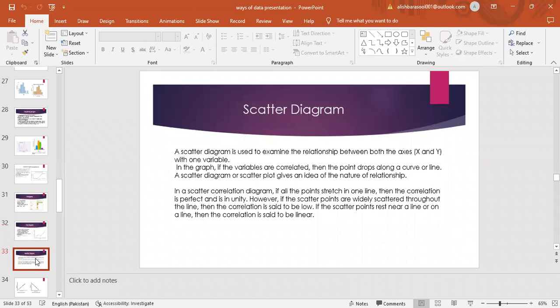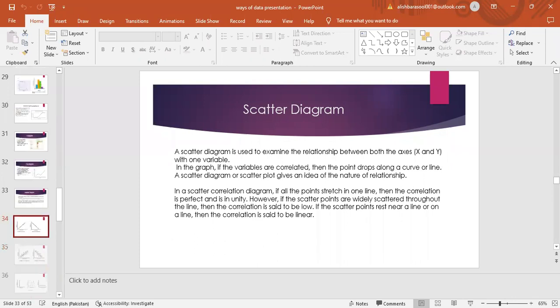Scatter diagram. A scatter diagram is used to examine the relationship between both the axes, x and y axis, with one variable. In the graph, if the variables are correlated, then the points drop along a curve or line. A scatter diagram or scatter plot gives an idea of the nature of the relationship. If all the points stretch in one line, then the correlation is perfect and is in unity. However, if the scatter plots are widely scattered throughout the line, then the correlation is said to be low.